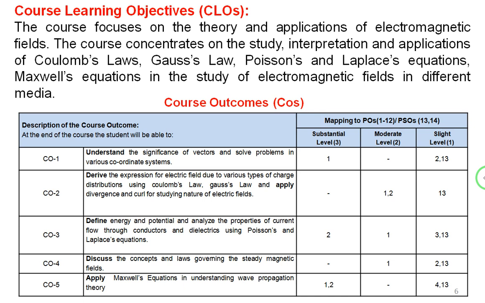And CO3: define energy and potential and analyze the properties of current flow through conductors, dielectrics, using Poisson's and Laplace equations. CO4: discuss the concepts and laws governing the study of magnetic fields. Then CO5: apply Maxwell's equations in understanding wave propagation theory.